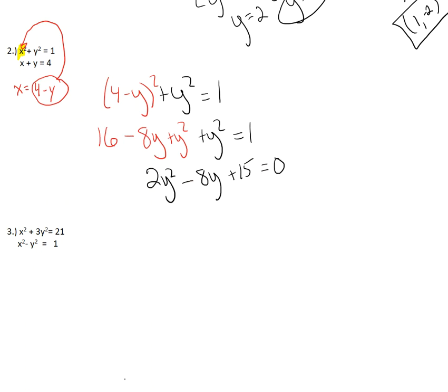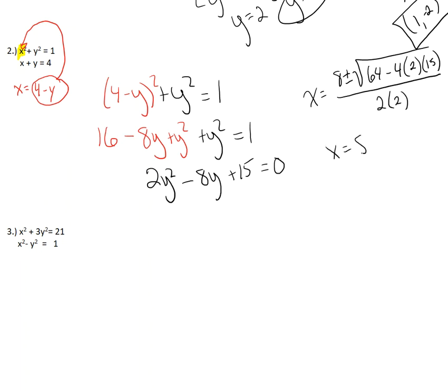Now this right here is a quadratic, but it is not factorable. So what I'm going to do is use the quadratic formula: negative b plus or minus the square root of b squared, which will be 64, minus 4ac, all divided by 2a. And what you're going to get is x equals 8 plus or minus the square root of 64 minus 120, over 4. And we'll get x equals 8 plus or minus the square root of negative 56 over 4.